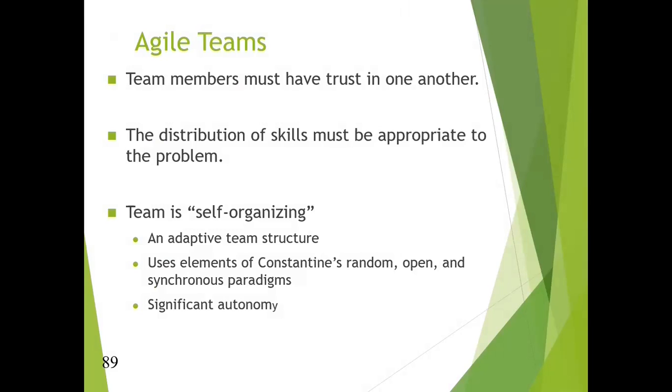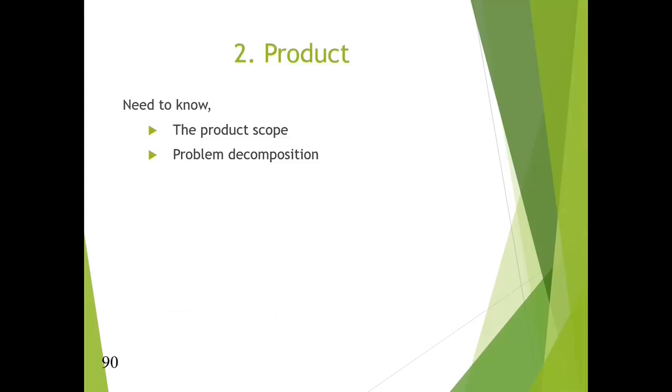If it is an agile team, members must have trust in one another, and the distribution of skills must be appropriate to the problem. And the team is self-organized. Self-organizing should consist of an adaptive team structure, use elements of Constantine's random, open, and synchronous paradigms, and have significant autonomy. If it is self-organizing, it should consider these 3 points.